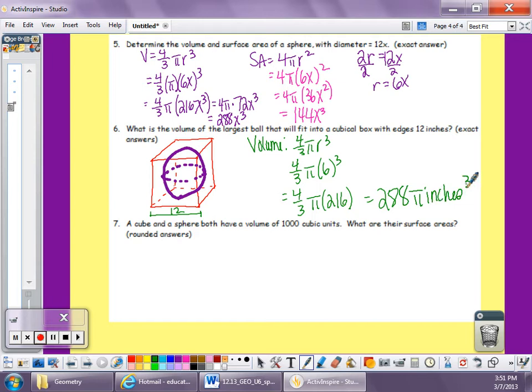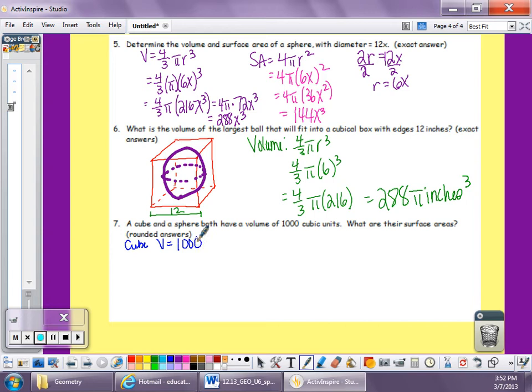And the last one. A cube and a sphere both have a volume of 1,000 cubic inches. What are their surface areas? It says rounded answers, but really when you get to doing this, you shouldn't get a rounded answer. So I'm going to do the sphere first. Oh, I'm going to do the cube first. So the volume is 1,000.